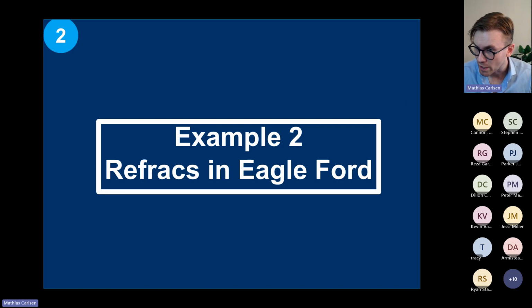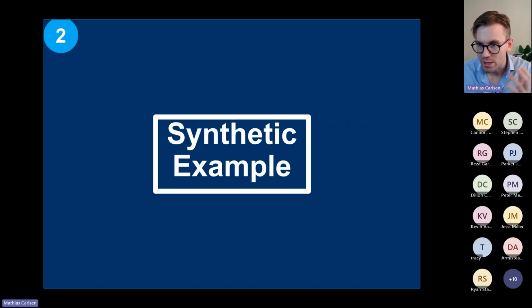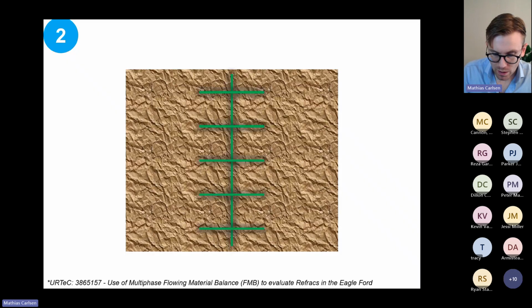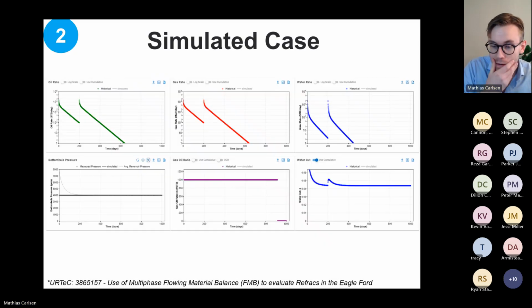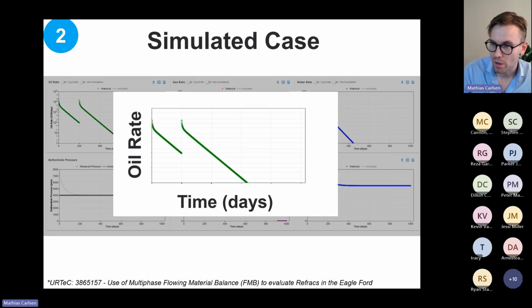So first of all, to be comfortable that the methodology would capture the uplift from a refrac, they ran some synthetic examples. They took a well that was producing for a period of time, and then they doubled the number of fractures in the simulation model. And then they ran that simulated grid into the software. So they created this simulation case right here in Whitson Plus, and after a period of time, they just increased the pore volume.